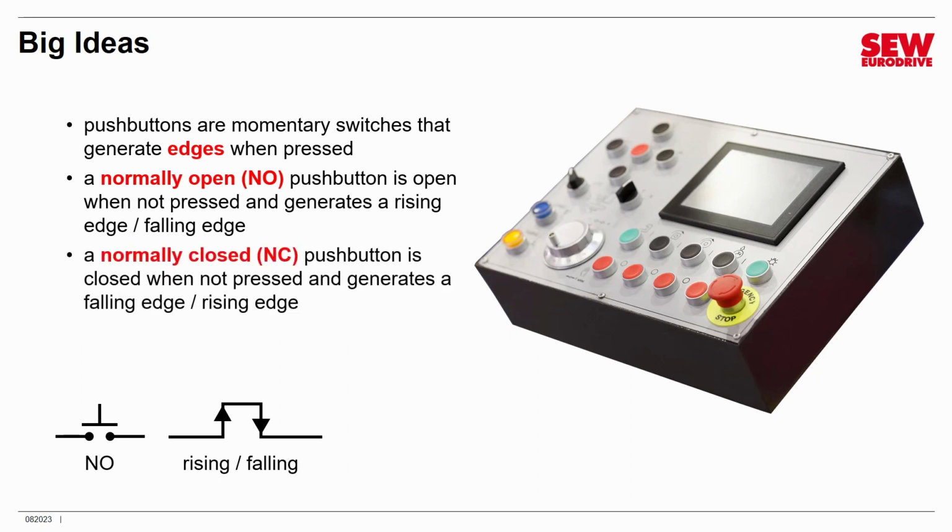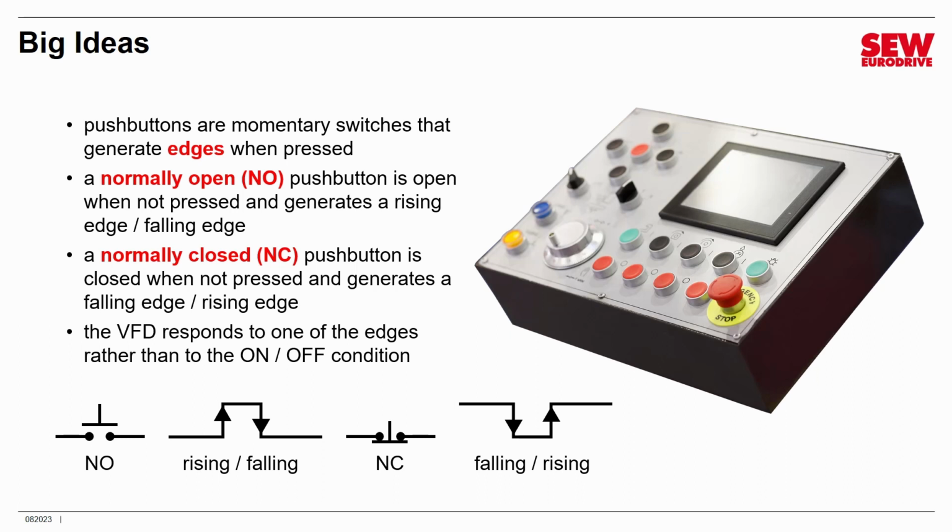A normally closed push button is closed when not pressed, and it opens when you do press it. It generates a falling edge followed by a rising edge. Here's its schematic symbol. You can see it's closed when you're not touching it, and you can see the edges are just the opposite of what you would find with a normally open push button.